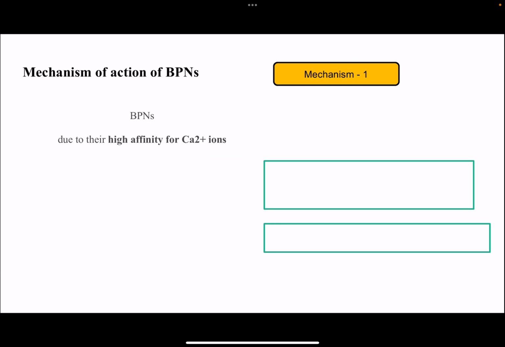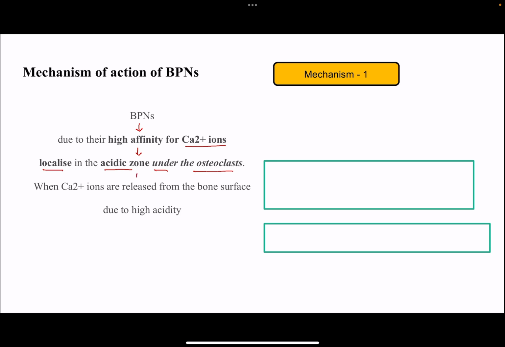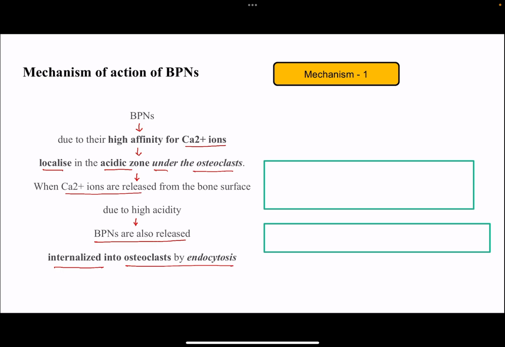So coming to the basic mechanism in the form of a flow chart. Bisphosphonates have high affinity. They bind to the hydroxyapatite. They bind to the calcium ions, and they get localized in the acidic zone under the osteoclast. Next, the acidic zone created by the osteoclast leads to the release of calcium ions from the bony surface. This creates high acidity, and along with that there will be release of bisphosphonates, and this will get internalized or endocytosed into the osteoclast.